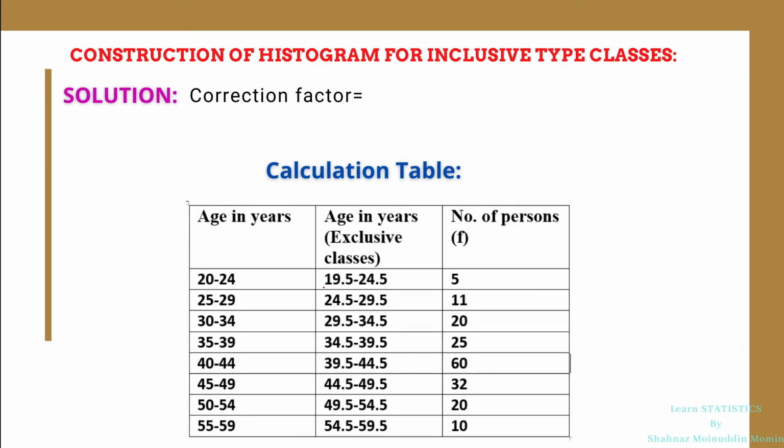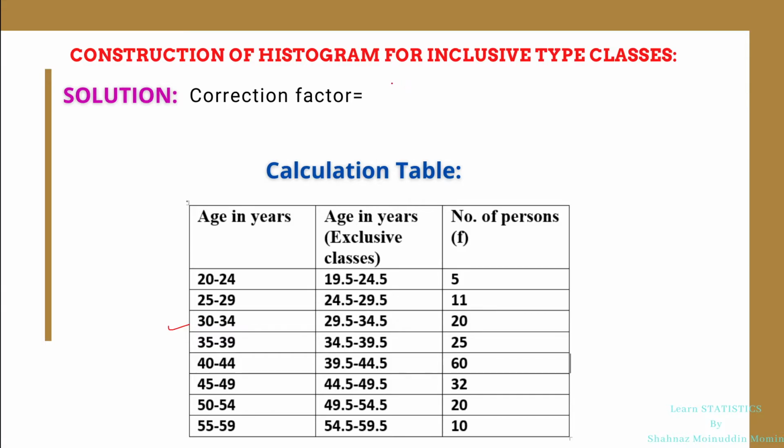In order to calculate the correction factor, let us consider any class which has a previous class. I will consider the third class, 30 to 40. Then the correction factor is given by, now lower limit of the third class. I have taken the third class for our calculation of correction factor.